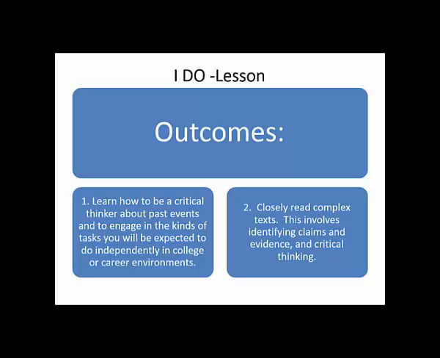Next, I want to identify my outcomes for this lesson. In other words, what do I want the students to be able to do and understand at the end of this lesson? The objective or outcomes for this lesson are: first, learn how to be a critical thinker about past events and how to engage in the kinds of tasks you will be expected to do independently in college or career environments. And second, closely read complex text. This involves identifying claims, evidence, and critical thinking.